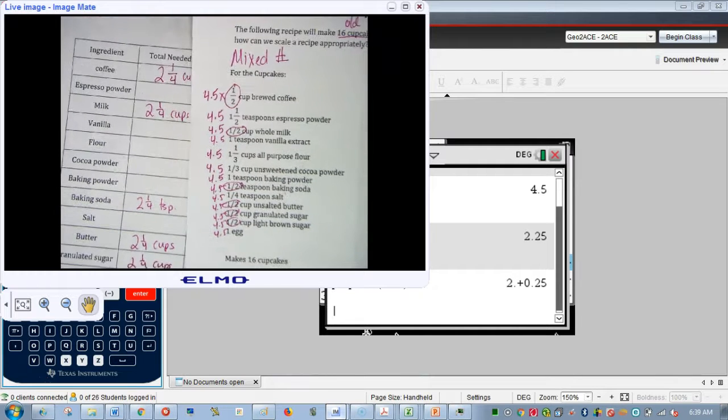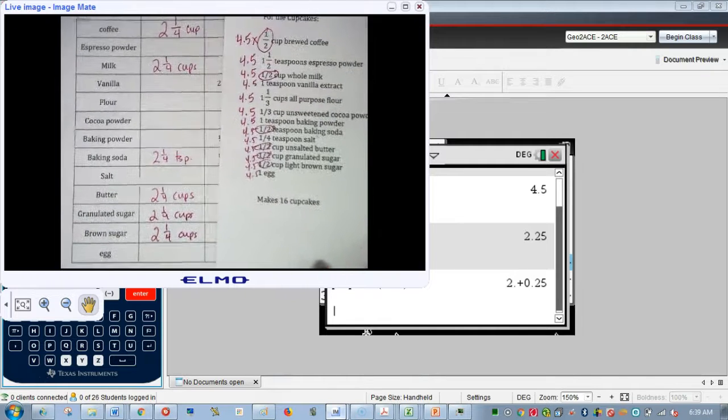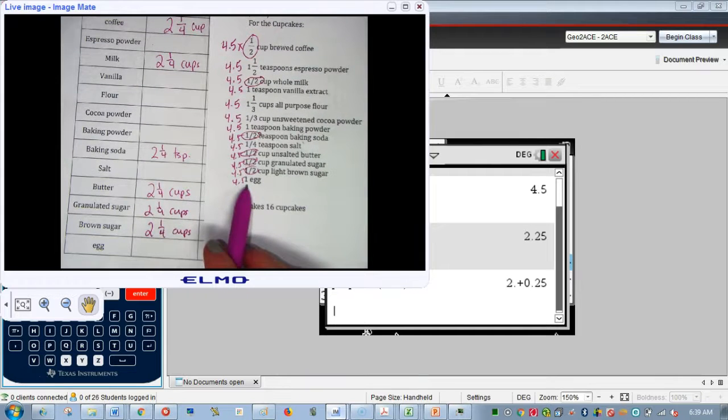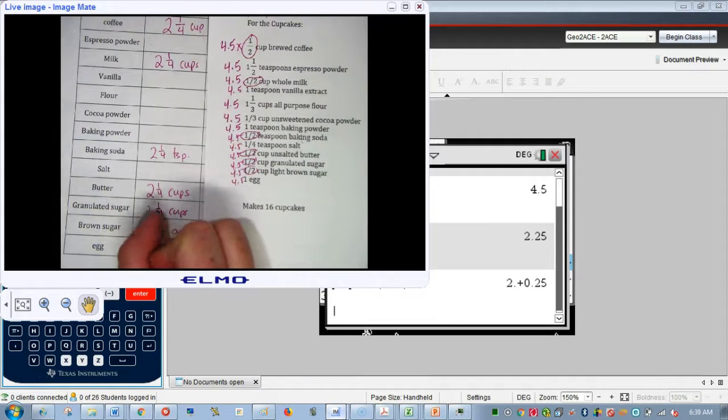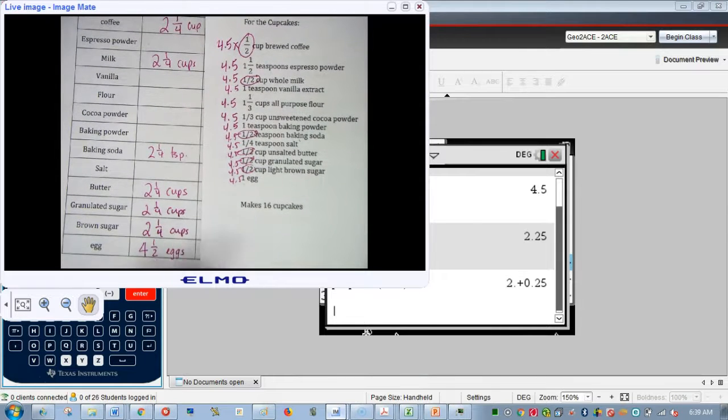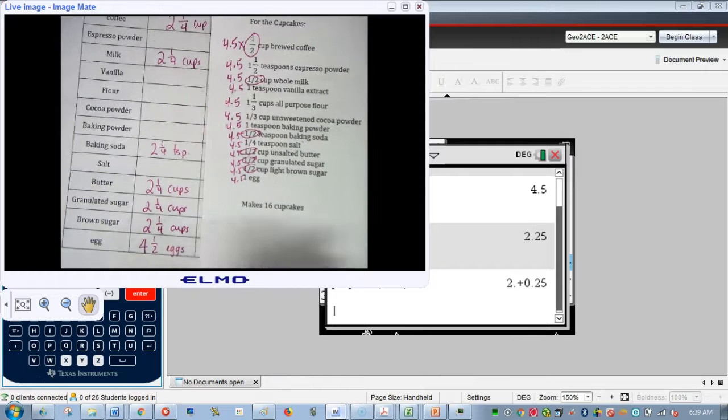Okay, now I think the eggs is the next easiest one to do, because 4.5 times 1 is 4 1/2 eggs. Okay, so good luck getting half of an egg in your little cupcake recipe there.